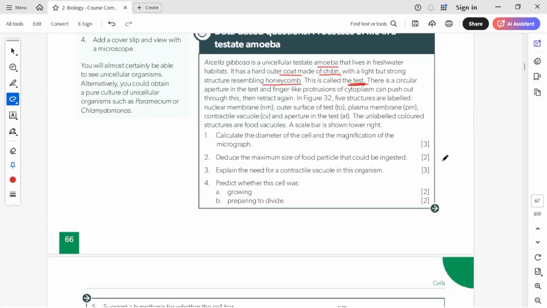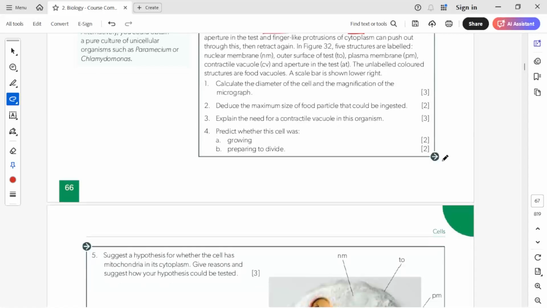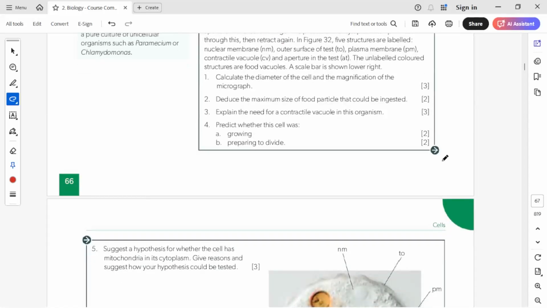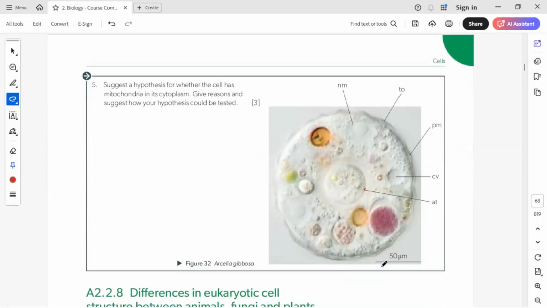So let's read the questions one by one. Calculate the diameter of the cell and magnification of the micrograph. So again, same thing, magnification is being asked again and again. So you can assume the size of this cell. See, if in the scale it is approximately 50 micrometers, then if I do it almost 3 times, we can say it is somewhere around 155 or 160 micrometers, right? So you can say that seeing this scale itself.